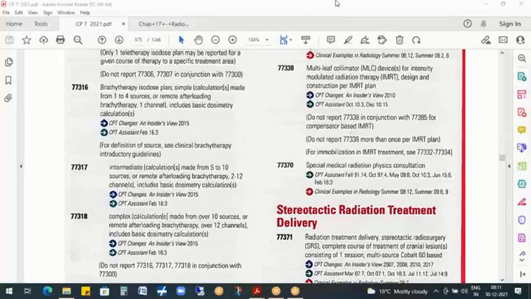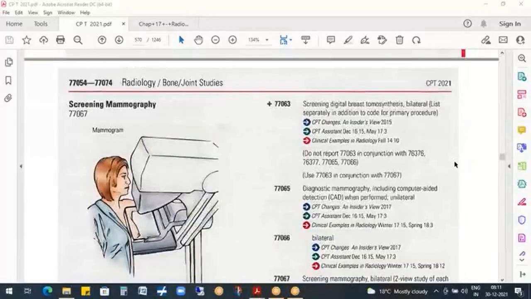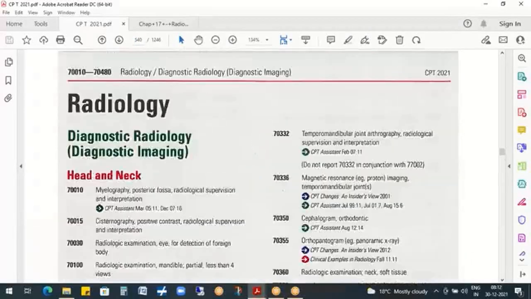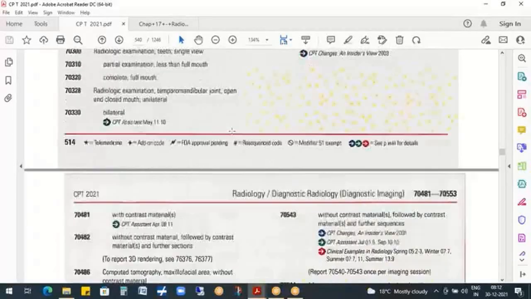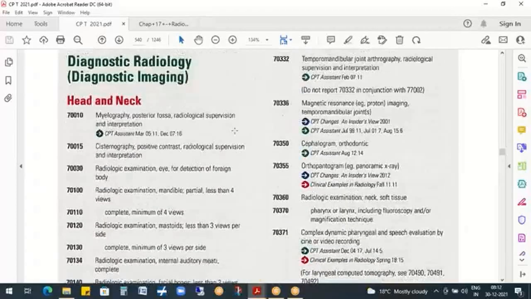You can see the codes. Go with the page number 514. See the code description 70100.